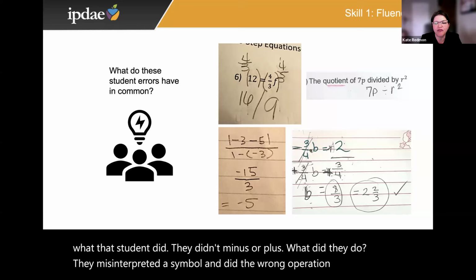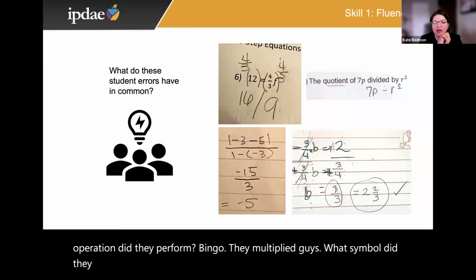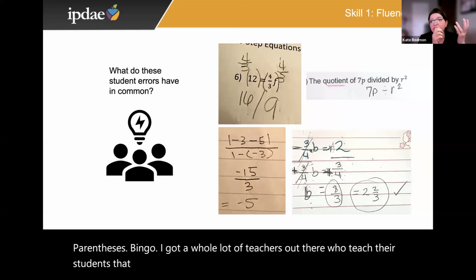What operation did they perform? Bingo, they multiplied. Guys, what symbol did they misinterpret, deciding to multiply? Parentheses. Bingo. I got a whole lot of teachers out there who teach their students that parentheses mean multiply. They obeyed you. All right, let's keep going on.